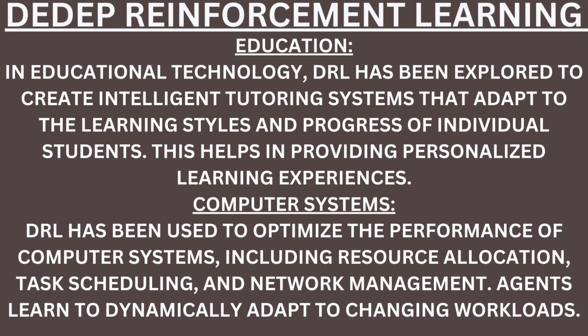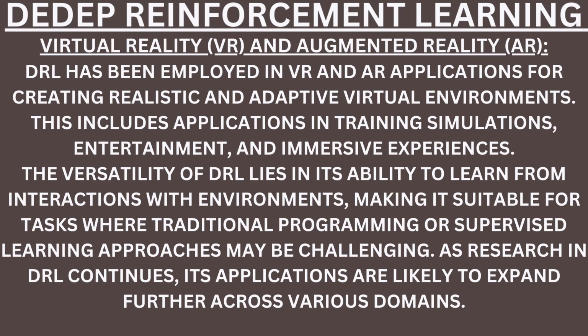Computer systems. Deep reinforcement learning has been used to optimize the performance of computer systems, including resource allocation, task scheduling, and network management. Agents learn to dynamically adapt to changing workloads. Virtual reality (VR) and augmented reality (AR). Deep reinforcement learning has been employed in virtual reality and augmented reality applications for creating realistic and adaptive virtual environments. This includes applications in training simulations, entertainment, and immersive experiences.